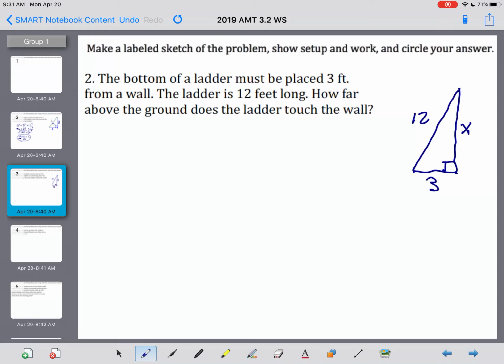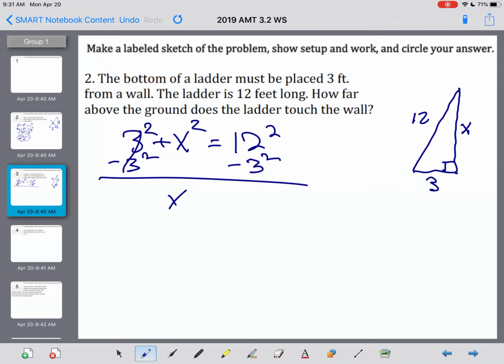So again, we do have a right triangle. We do know 2 of the 3 sides, and we're looking for one of the legs here. So I'm going to go 3 squared, x squared, 12 squared in this order. So again, I'm going to subtract this 3 squared over. It's kind of a slick step here. Calculator, we get 135.